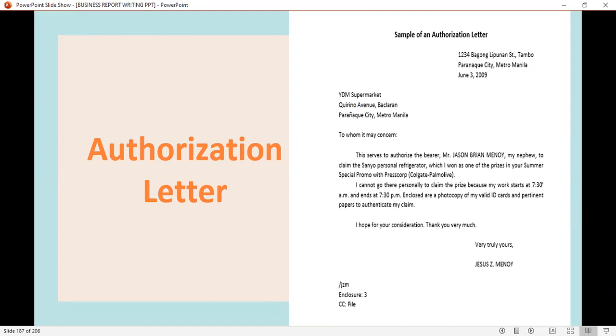So he also, on the first paragraph of the letter, he stated there who will be the person he is authorizing to claim his prize. And on the second paragraph, he stated the reason why he was not able to claim the prize personally. And on the last line, or last sentence, I hope for your consideration. Thank you very much. Yun po. Authorization letter.